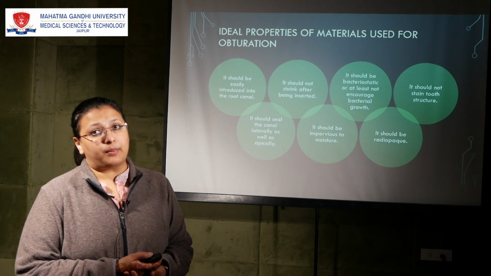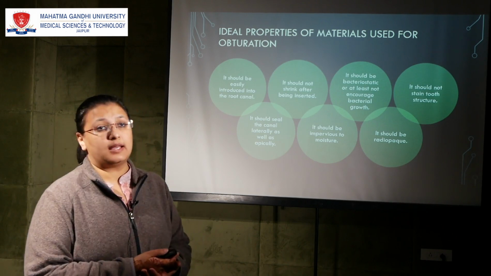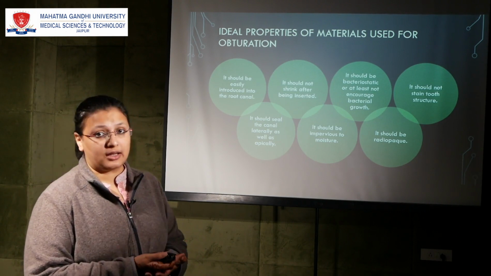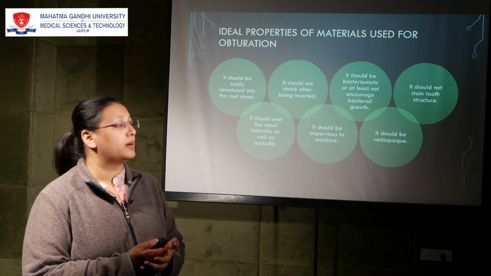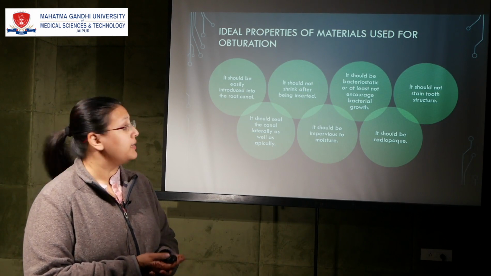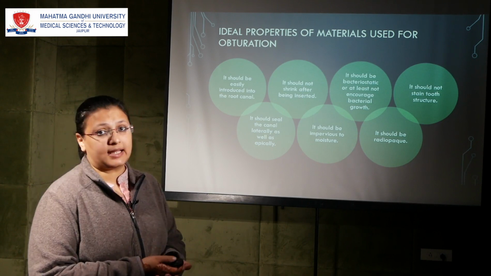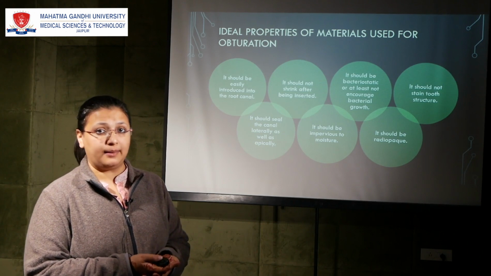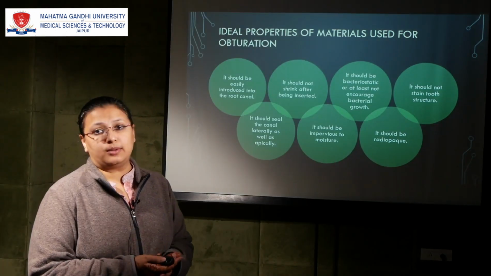Now the ideal properties of the root canal filling or obturating material are, it should be easily inserted into the canals. It should not shrink after being inserted. It should be bacteriostatic, that is, should not promote any new growth of the bacteria. It should not stain the tooth structure. It should seal the canal laterally as well as apically, that is, three-dimensional sealing should be there. It should be impervious to moisture and it should be radio opaque.